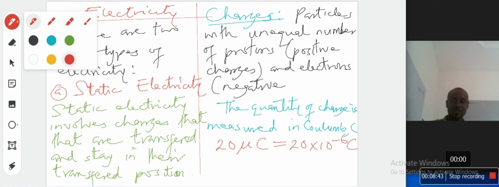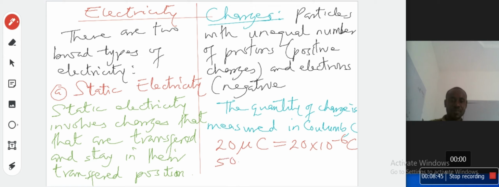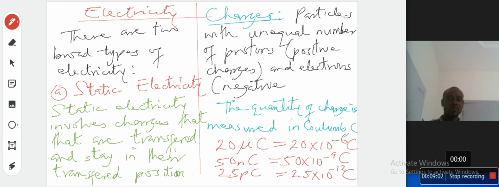So if I have 50 nanocoulomb, that's 50 times 10 raised to -9 coulomb. Like if you talk about pico, if I have 25 picocoulomb, that's 25 times 10 raised to -12 coulomb. So you can also have mega, kilo, giga, tera. They can be very small or very large, depending on what you're trying to get.